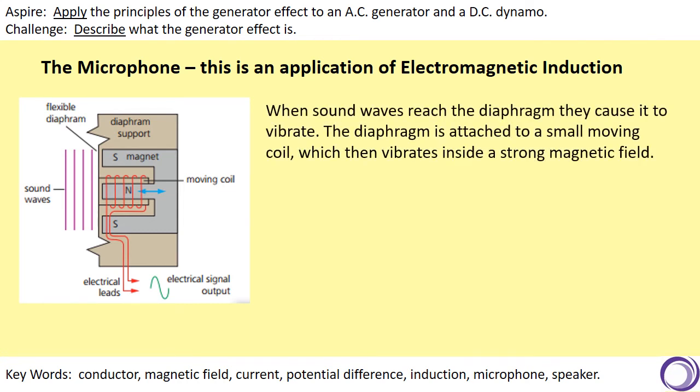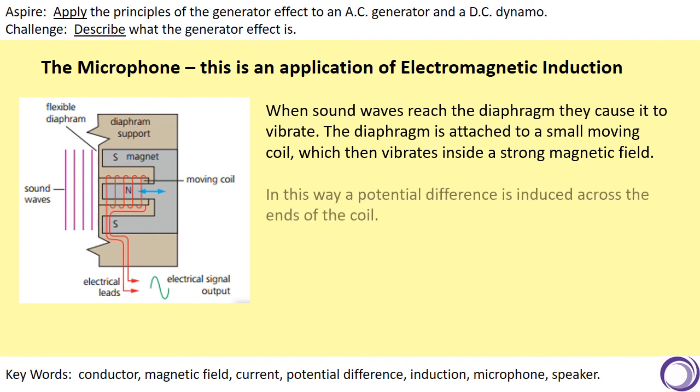So when sound waves reach the diaphragm, they cause it to vibrate. Just like if you've got your music on loud enough, your windows are vibrating. So that vibration causes the diaphragm to vibrate, which is attached to a small coil. So the coil is vibrating inside a strong magnetic field. So we've got movement of a coil of wire inside a magnetic field. So we get an induced potential difference across the ends of the coil.